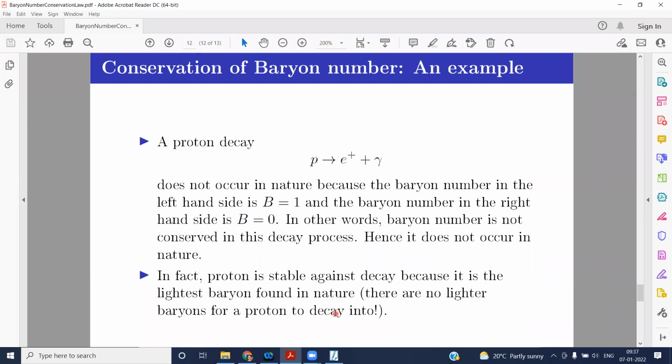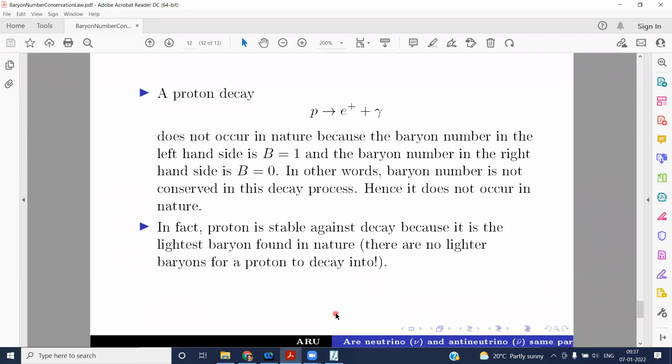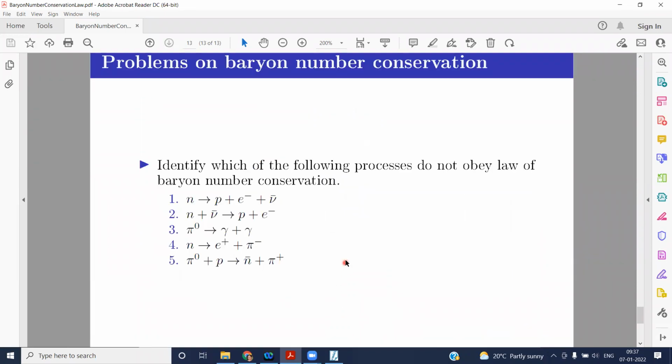With the help of this, I am introducing a new symmetry. So what is the new symmetry? That is going to be the baryon number conservation law. So now I have some exercises for you. You have to tell me which processes do not obey the law of baryon number conservation.